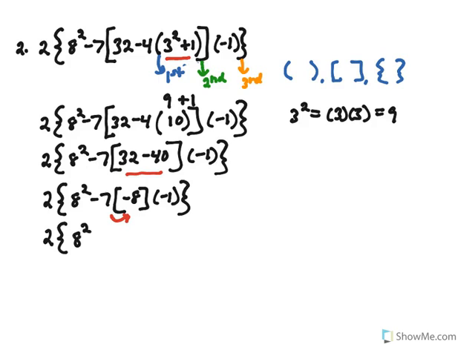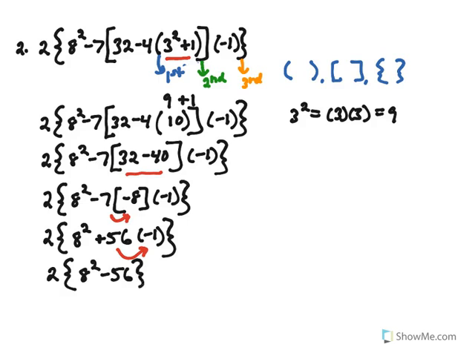Negative 7 times negative 8 is positive 56. Okay? And you notice that the negative 1 is still next to it. That indicates that I need to multiply these two now, because we need to clear those parentheses inside the braces. Okay? So now that simplifies to 8 squared. Now positive 56 times negative 1 is negative 56.